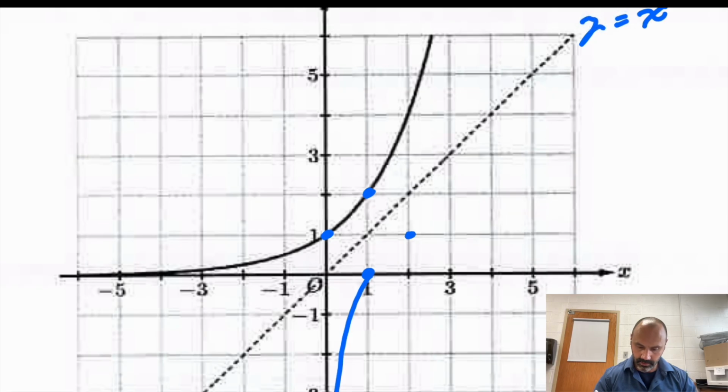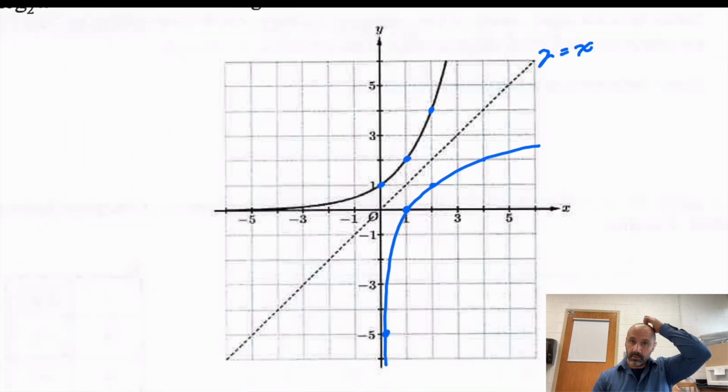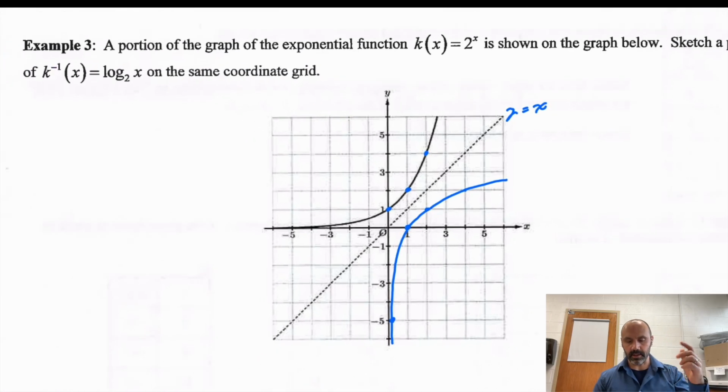Also, the exponential is going through the point 2, 4. And so the logarithmic is going to go through the point 4, 2. And then I can continue this graph like that. So that's the reflection over the line y equals x using some key points and methods of creating the inverse graph. And I'm taking the inverse of the exponential function in order to get the graph of the logarithmic function.